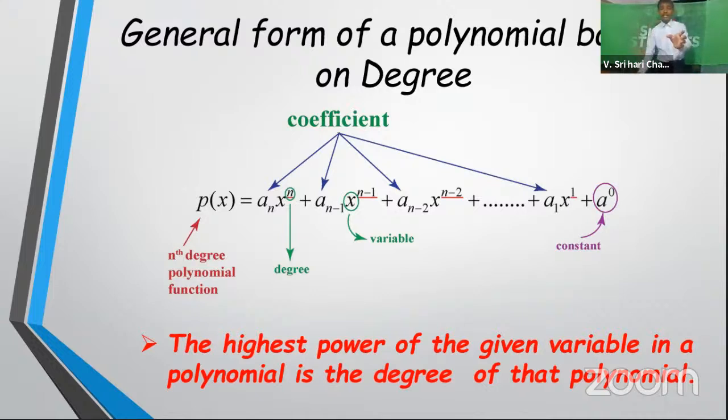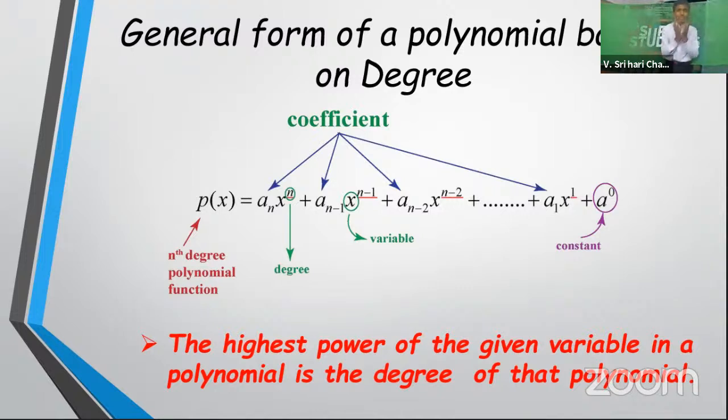Here, P of x means the polynomial with a variable x. That is an x to the power n plus an minus 1 x to the power n minus 1 plus an minus 2 x to the power n minus 2 plus, as it goes on, and a1 x to the power 1 plus a0, which is a constant. Remember that the power of the constant is always 0, right? So here an minus 1, an minus 2, a1 are coefficients.